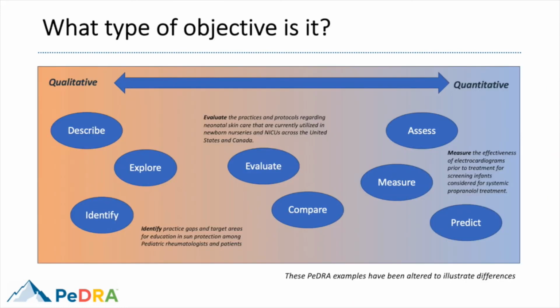If your research is to describe, explore, or identify, a more qualitative approach will be required. Whereas if you are assessing, measuring, and predicting, you are likely going to need a quantitative approach. A lot of survey research is a mix. You may collect both qualitative and quantitative data in your survey.